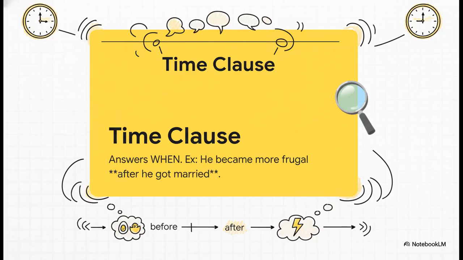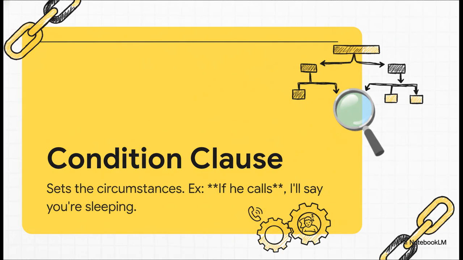First up, we've got the time tool. This is probably the one you already use all the time without even thinking about it. Connectors like after, before, and when create these clauses that just answer one simple question: when? He became more frugal. When? After he got married. See? Simple and effective. Next in the toolbox is condition.